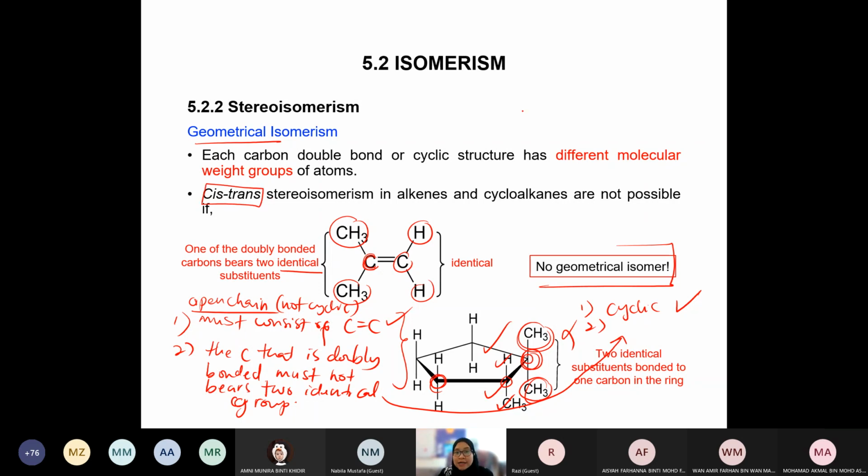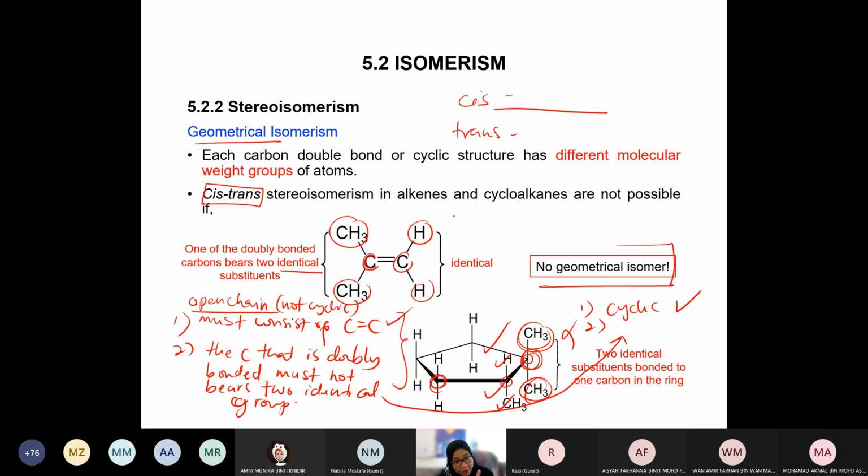Cis-trans, it's simple. The back part of the name is the same, exactly the same. It's just that at the front, one will be called cis, the other one will be called trans. So we use cis and trans. We will look at how to differentiate between cis and trans.